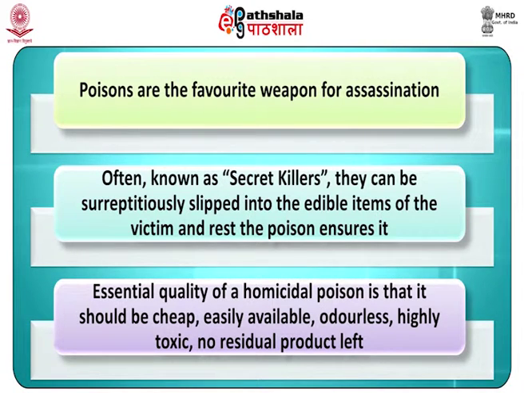The essential qualities of a homicidal poison are that it should be cheap and easily available, odorless, highly toxic, with no residual product left. Signs and symptoms resemble natural diseases, no antidote available, shows no post-mortem changes, and capable of being administered with food or drink. They must act rapidly even in small quantity. Should not impart any color or taste when added in a covering agent, preferably a food item. And most important, that poison should not be traced in the viscera.